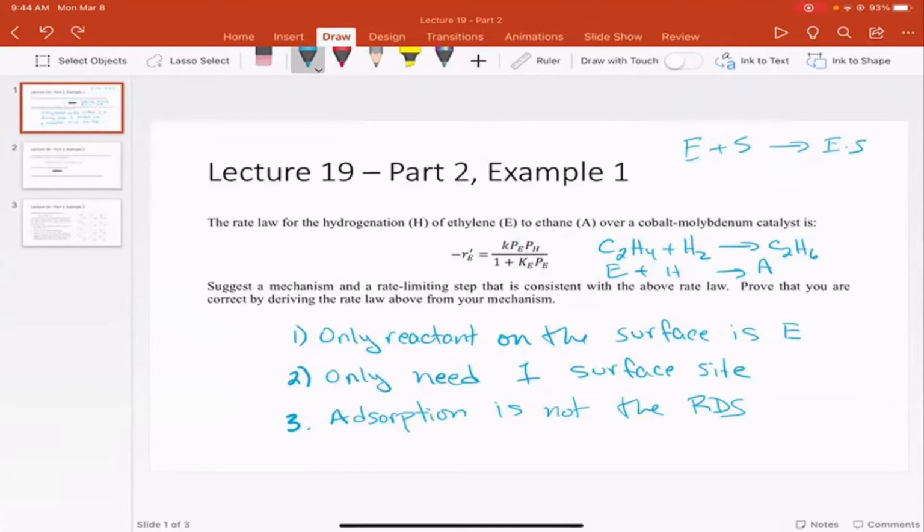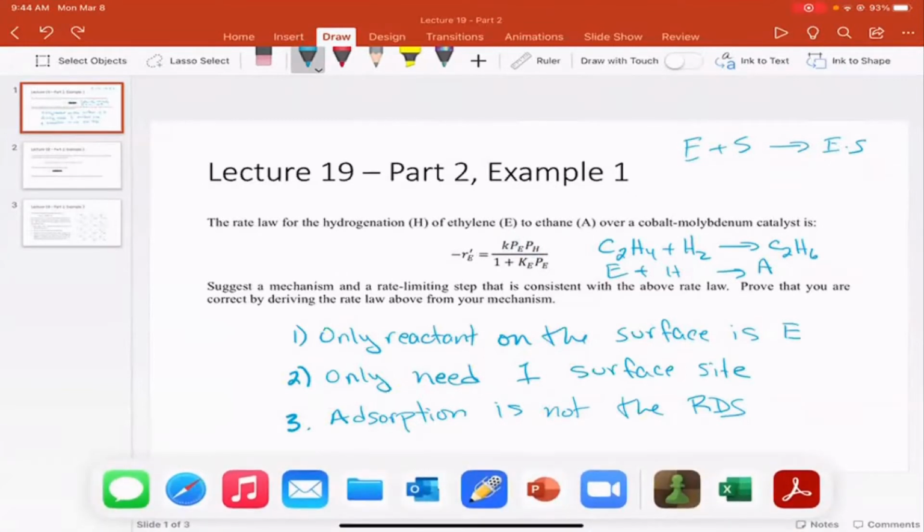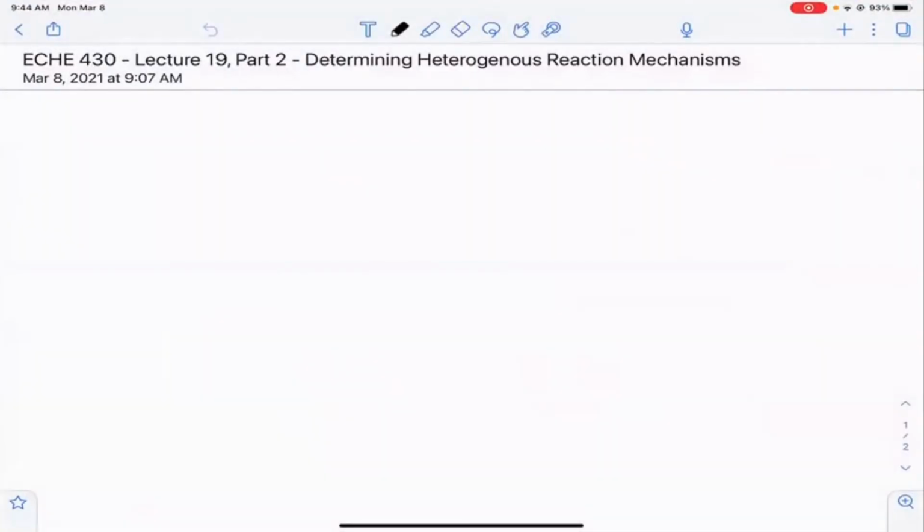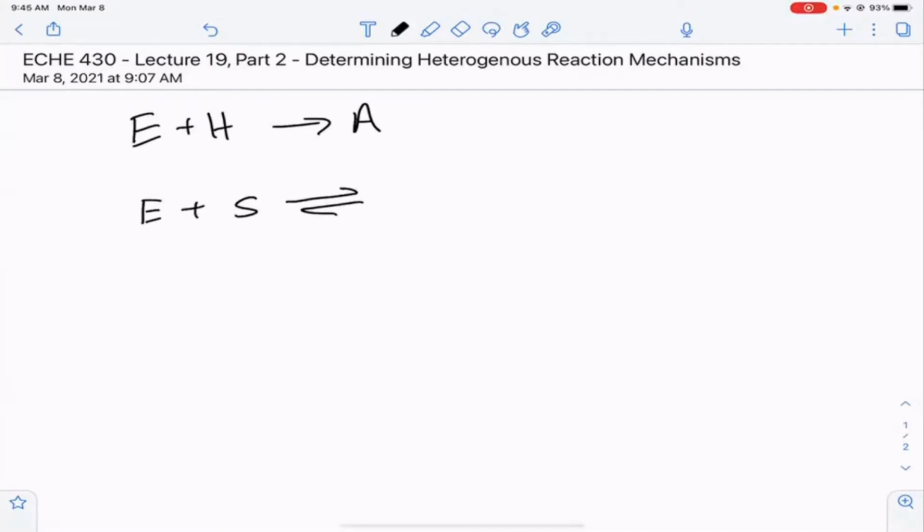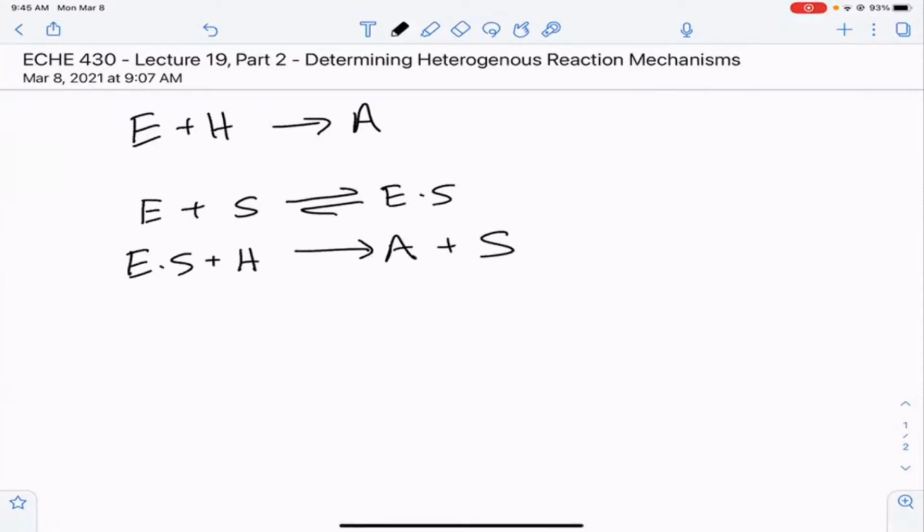So what would the mechanism look like if this were true? Let's write this. Again, E plus H goes to A. And so the first step in this process has to be the adsorption of E, because we know that it has to exist on the surface. So E plus an S gives us E dot S. And then we have E dot S plus the hydrogen, because we're going to have the surface reaction. And remember, hydrogen does not adsorb on the surface. Well, A also doesn't adsorb on the surface. So we just have A plus S.